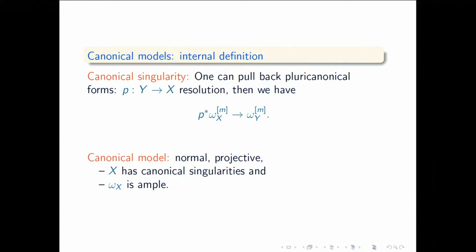I think in the examples I said it, but I forgot to write down that when I say canonical singularity, then I always assume that there is some power of the dualizing sheaf that is actually locally free. That is a very important condition and it's necessary. So that means when I say omega X is ample, then it has a power that's actually locally free and it's ample then.